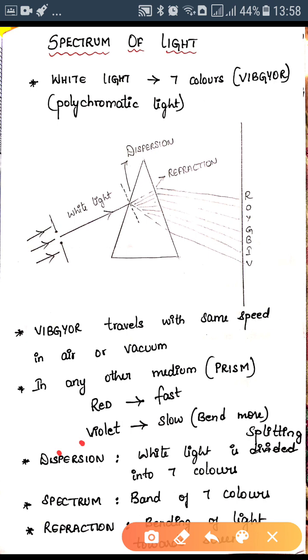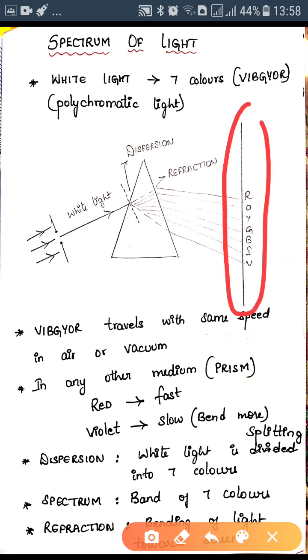If you see, with the help of some beam, we are traveling a single ray of light. Here you can see, when it travels through a prism, the light rays are bending towards the screen. Here this is the screen. This white light is splitting into 7 different colors, and this phenomenon, the white light dividing into 7 different colors, is known as dispersion.